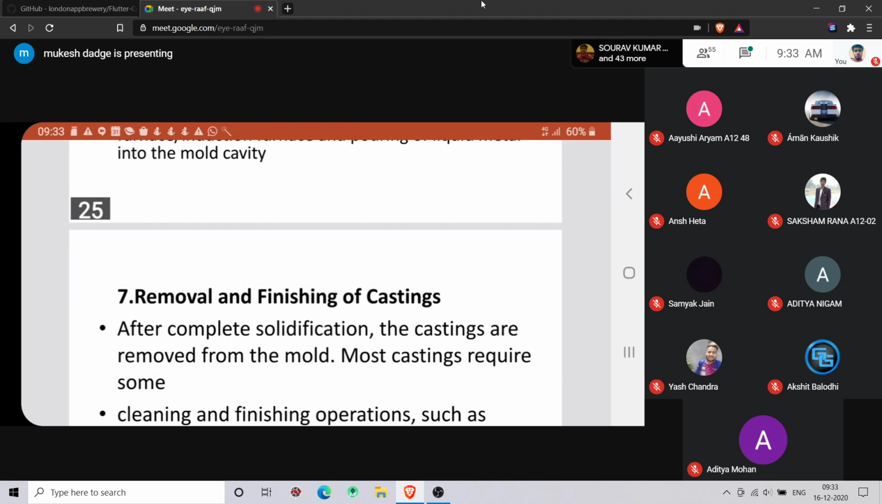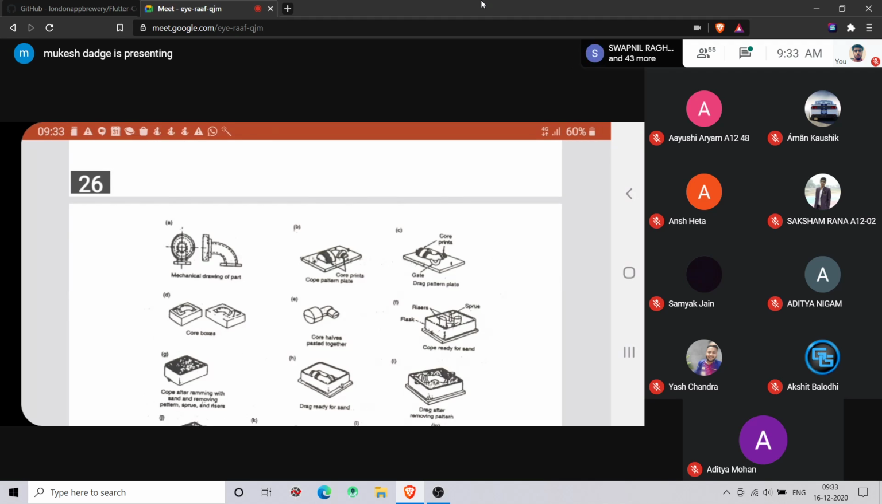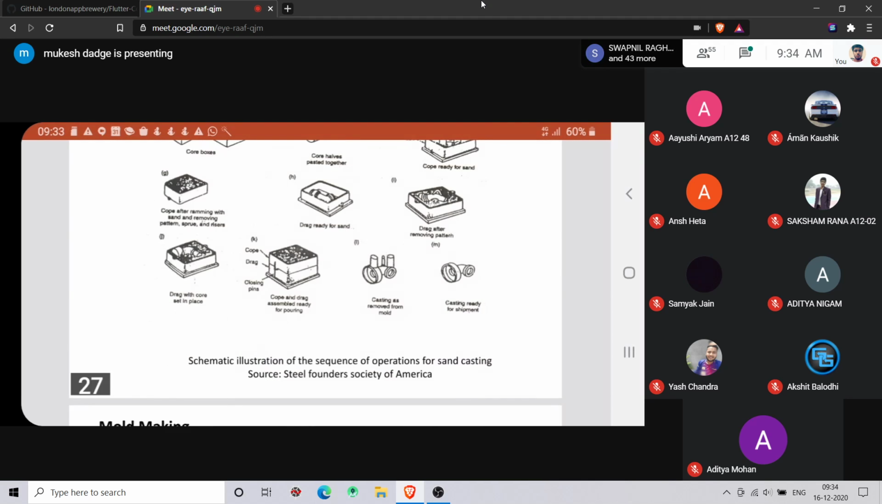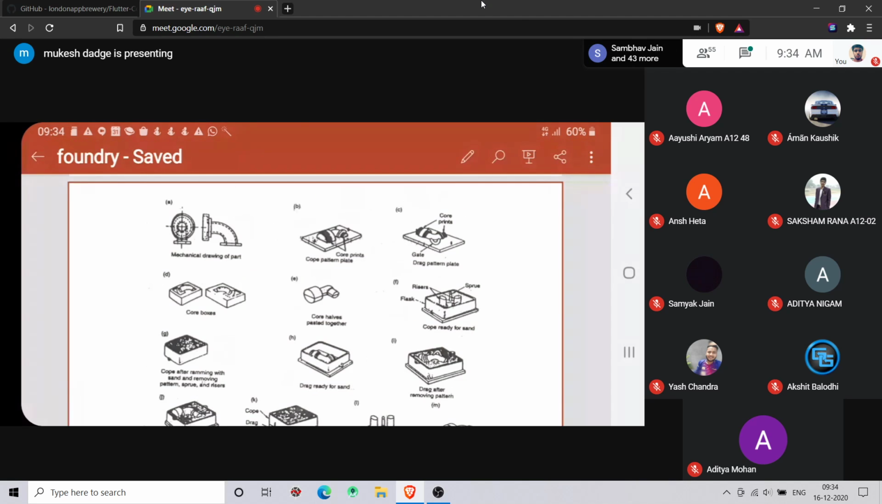So in the basic, this is the process, as per the standard practice, that is used for making of the mold and your cast product.